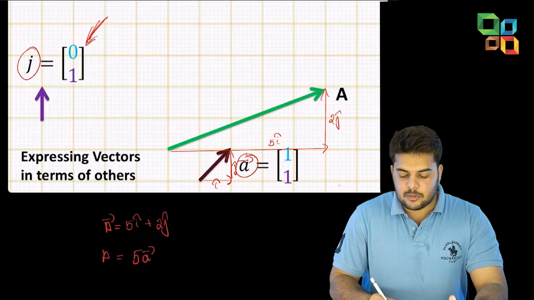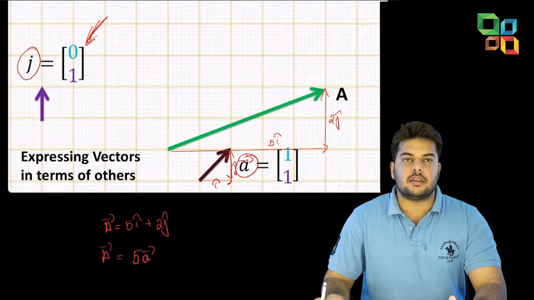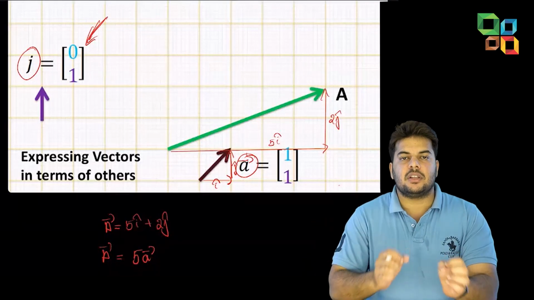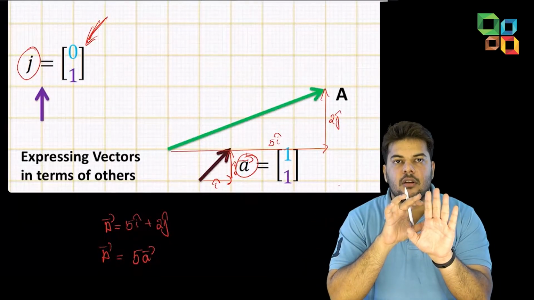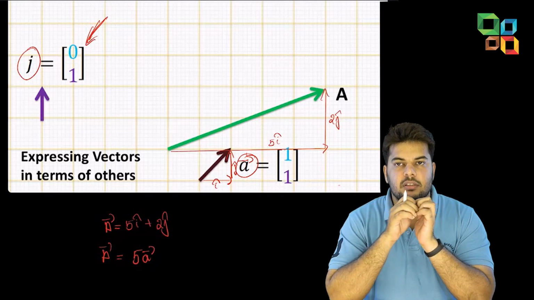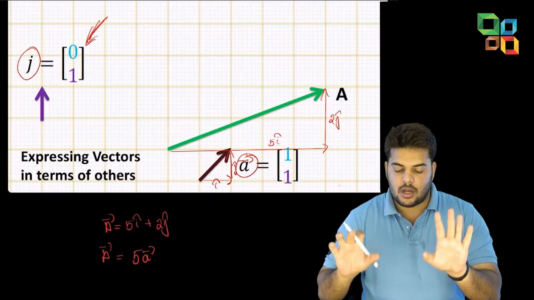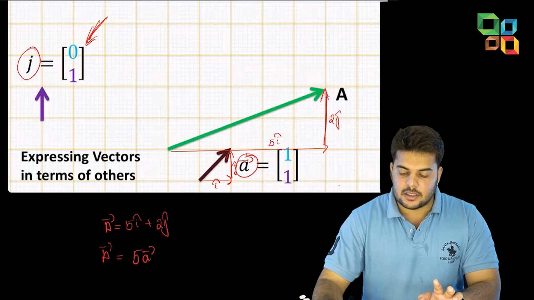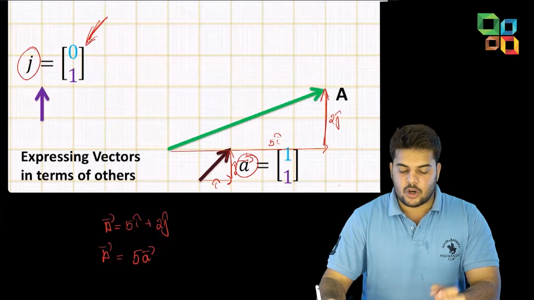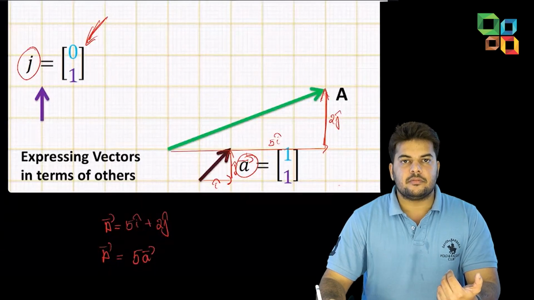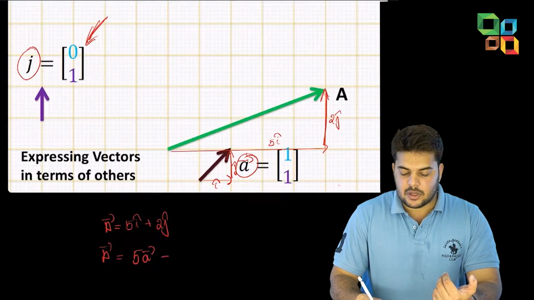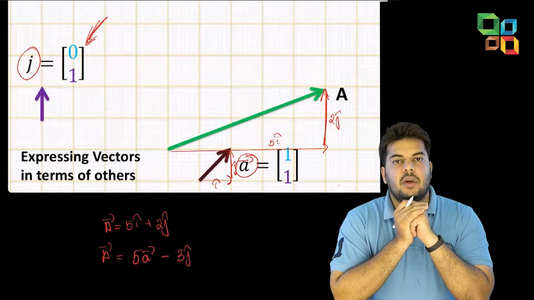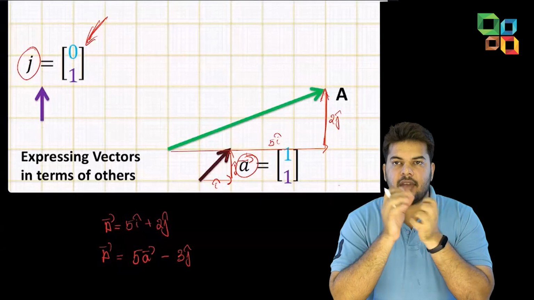But if I take 5 a vectors, there's a problem. I am also taking 5 j vectors, isn't it? So what should I do? I should subtract out the j vectors. Now I have 5 j vectors. How many j vectors do I need to remove? I want only 2 j vectors, isn't it? So how many j vectors do I need to remove? 3. So A comes out to be 5a minus 3j. Now this is the way I think about this.